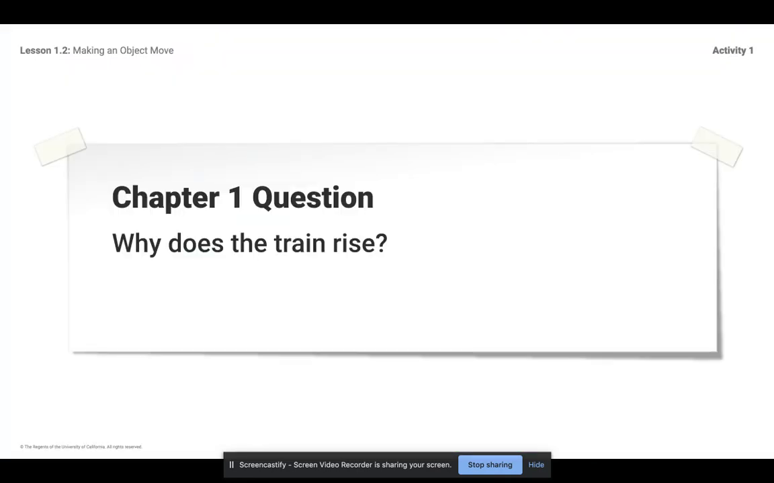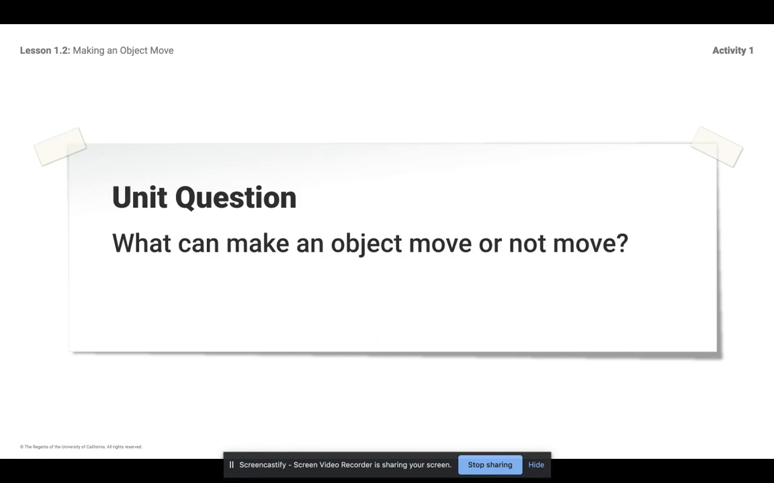So remember that we are focusing on our chapter question, why does the train rise? And then we're also trying to answer our overall question: what makes an object move or not move? We started figuring that out by making objects move in the last lesson. We'll gather some more evidence for these questions today by reading.